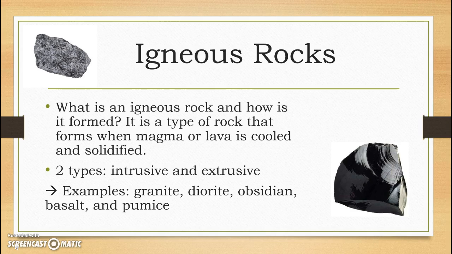So either way, igneous rocks are derived from magma and lava, and there are different types of igneous rocks, such as intrusive and extrusive. Intrusive igneous rocks are those formed underneath the Earth's surface, and extrusive are those formed outside the Earth's surface.